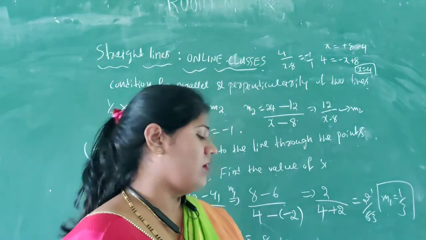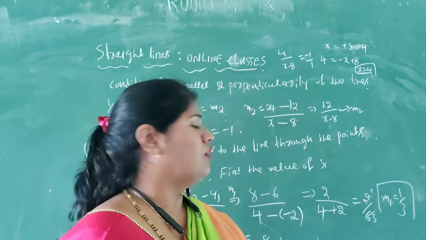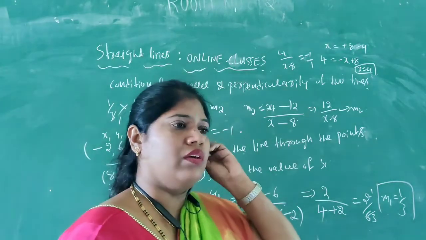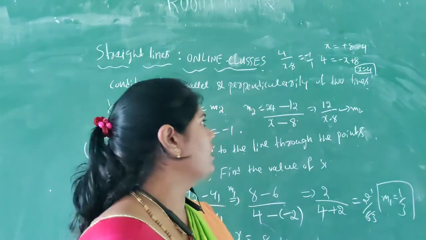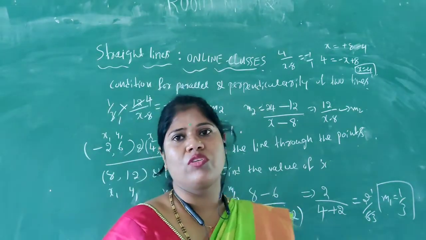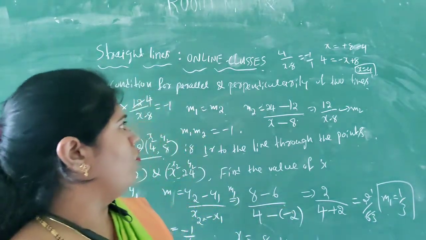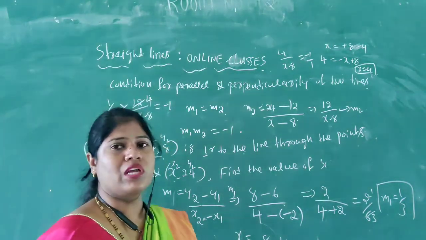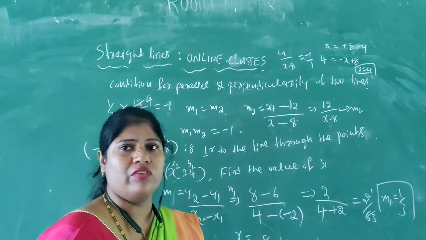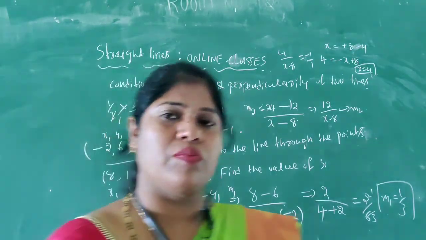So these are the steps for finding the slopes, using the condition for perpendicularity of two lines, that is m1 m2 is equal to minus 1. In the next class we are going to solve problems on various forms of equations of lines. So you just practice it.